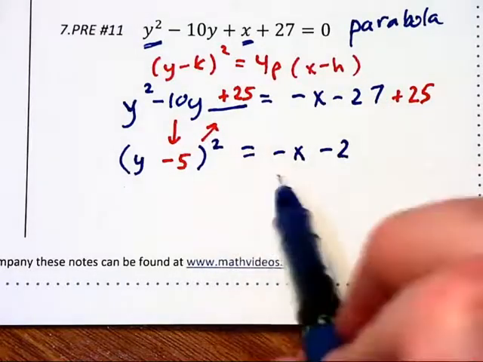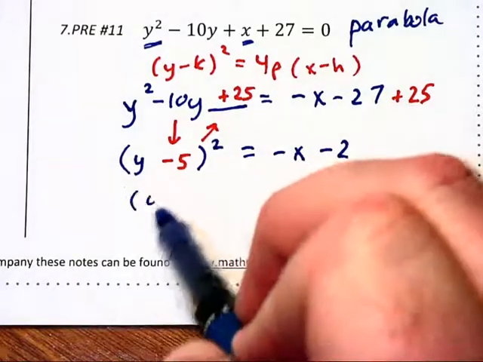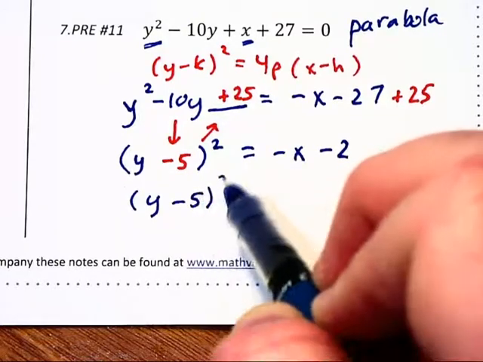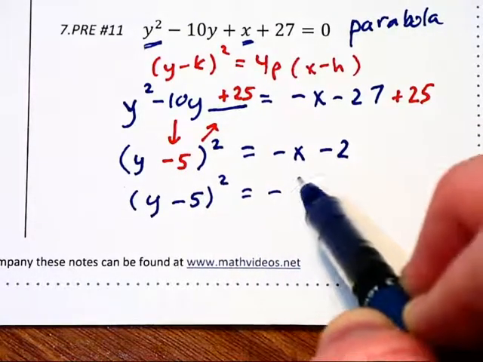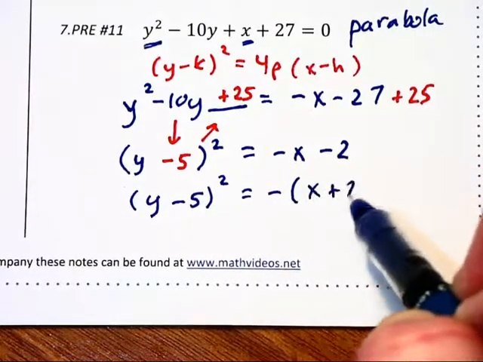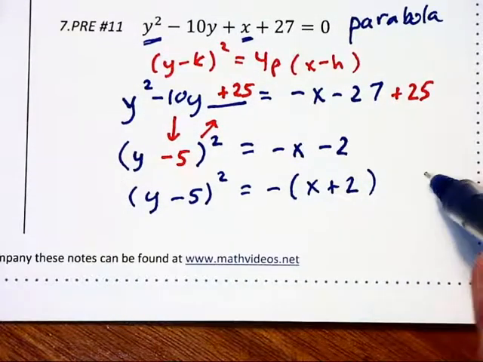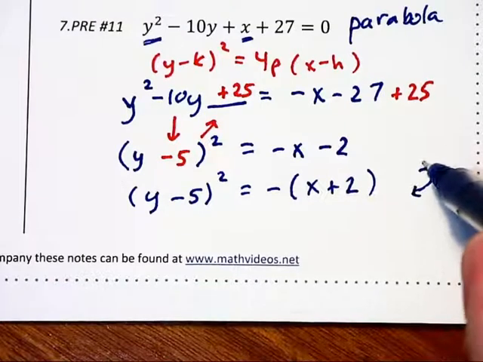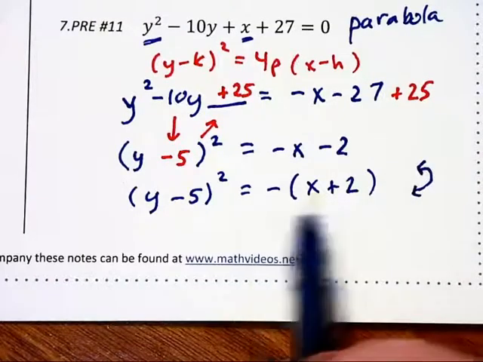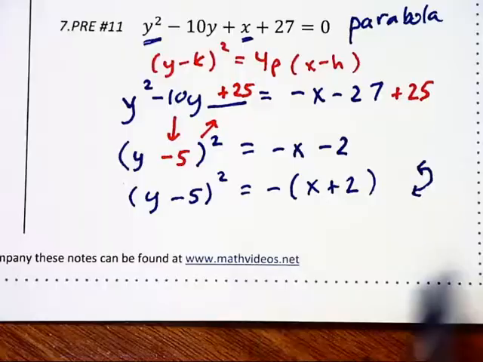And I'm going to factor the right-hand side so that we have y minus 5 quantity squared equals negative the quantity x plus 2. And that will be the standard form of this parabola, which incidentally opens to the left because there's a negative in the 4p position.